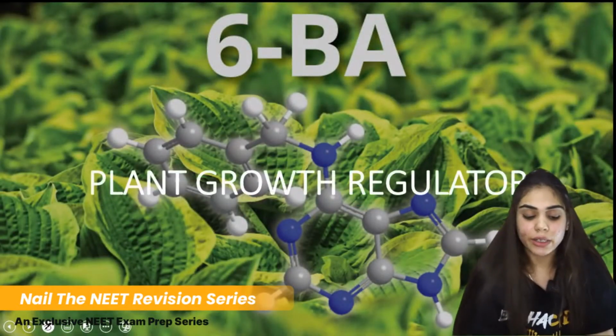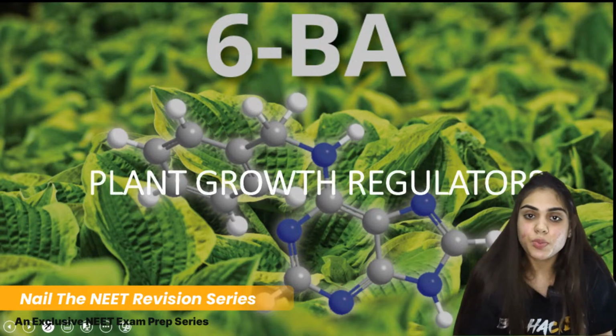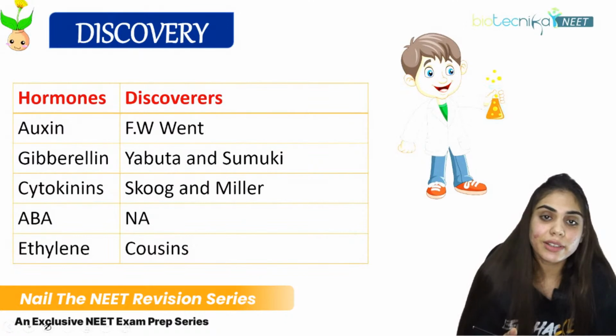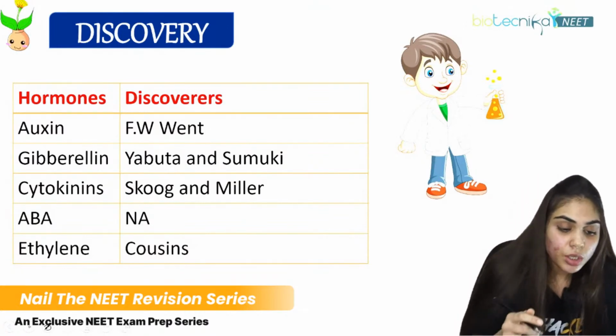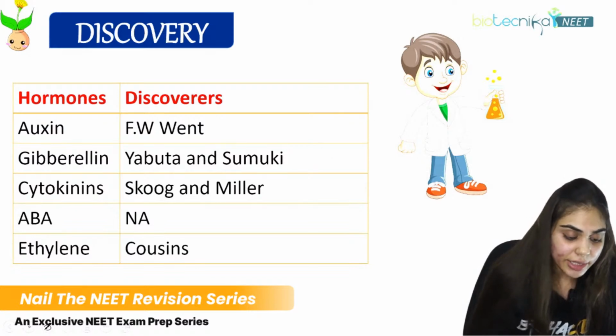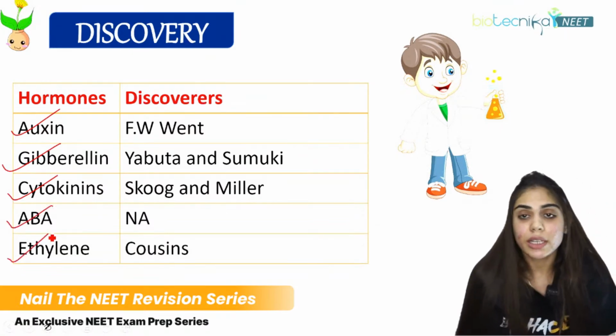So now we'll move on to plant growth regulators. You can also call them plant hormones and phytohormones. Firstly, we'll look at the discovery of plant hormones. There are mainly 5 hormones that you have to study from the NCERT book. First is Auxin, second is Gibberellin, third is Cytokinins, fourth is ABA, which stands for Abscisic Acid, and fifth is Ethylene.